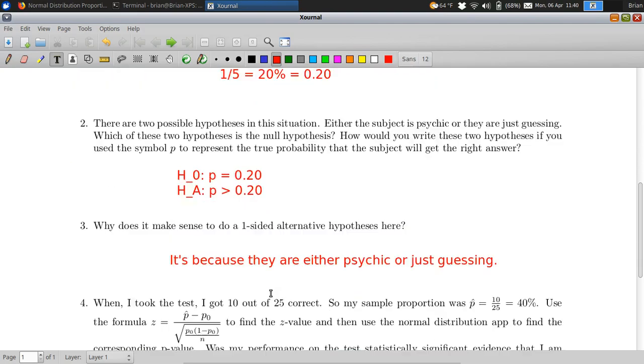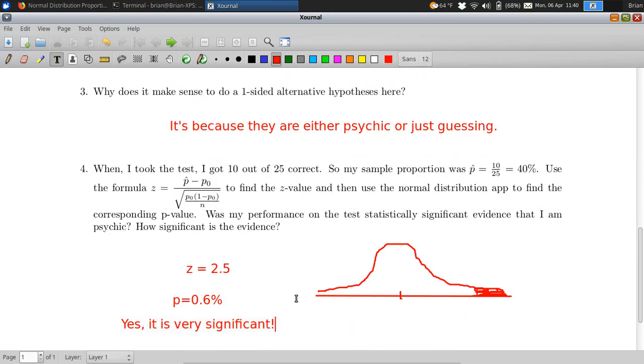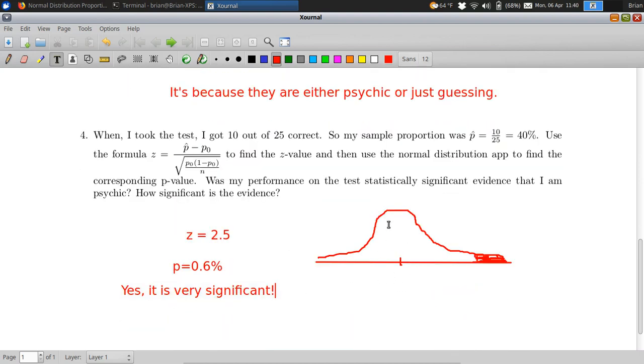But actually, there's a couple problems here. The first problem is that you'll notice the sample size is only 25. That's a pretty small sample. And if the null hypothesis is true, and I'm just guessing, then you would have expected me to get about 5 right anyway. And the fact that I got 10 right, that's only 5 more than you would have expected. So already the sample size is small, so that makes this a little bit fishy.